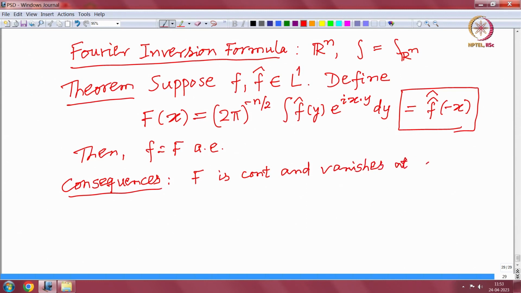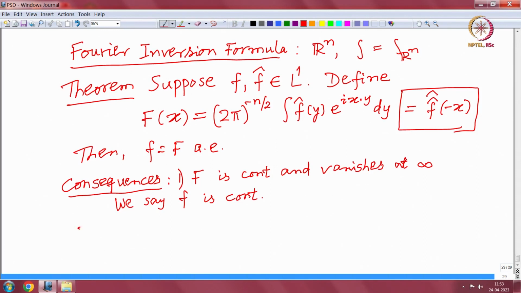And by our convention, which I already discussed, we also say f is continuous in this case, because f is equal almost everywhere to a continuous function. So, we say f is also continuous. This is just a convention. Okay. So, that is the first one.